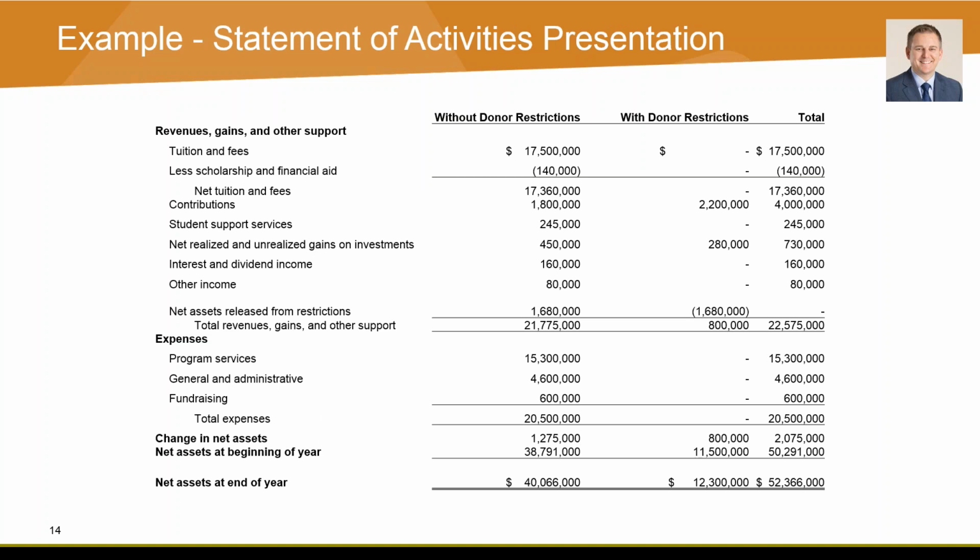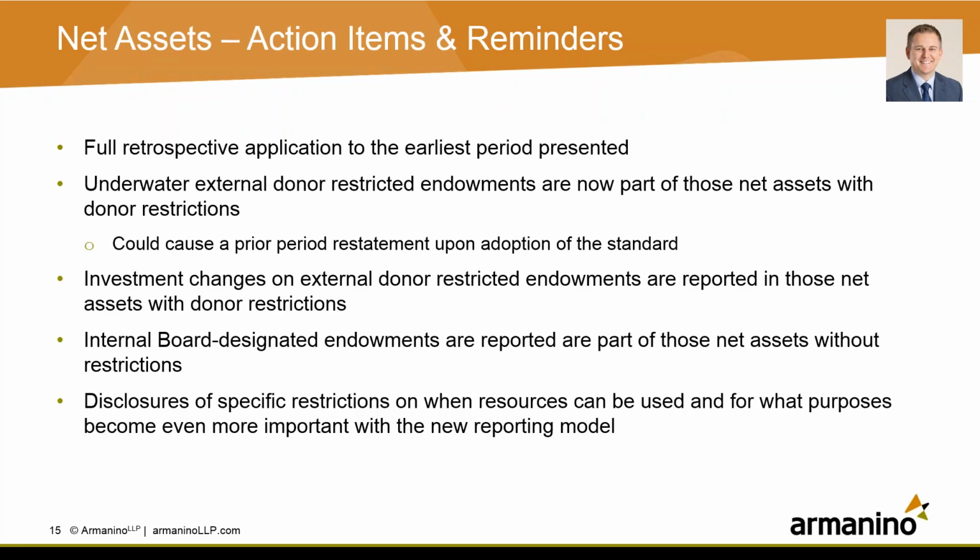So moving on to the next slide, you can see here's our statement of activity presentation, and you'll notice there are now 2 columns, whereas in the past there were 3. So I do like this. I think it cleans up the statement of activities pretty nicely. It's just easier to use. But other than that, it's pretty straightforward. So once again, moving on to the next slide.